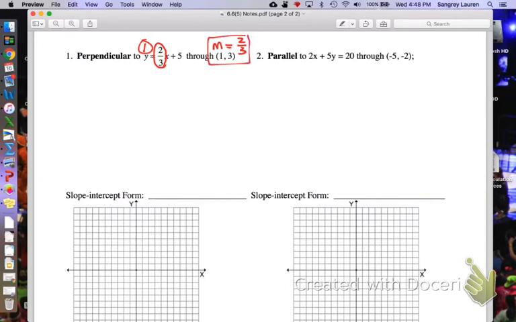Now, because it's perpendicular, we have to take the slope and use the opposite reciprocal. So our slope is actually going to be negative 3 over 2.